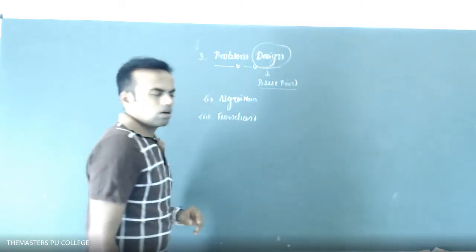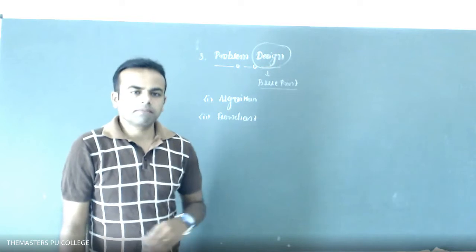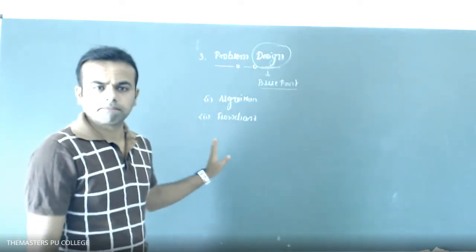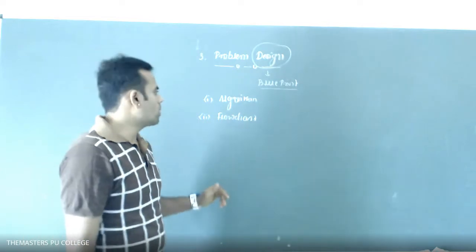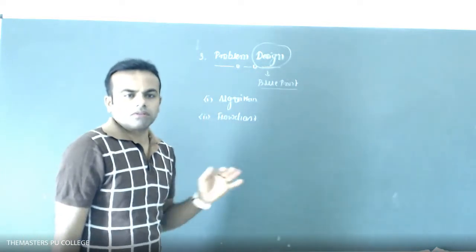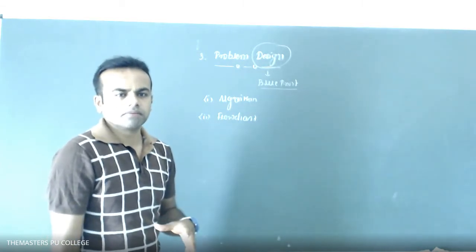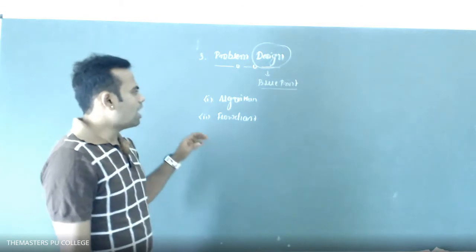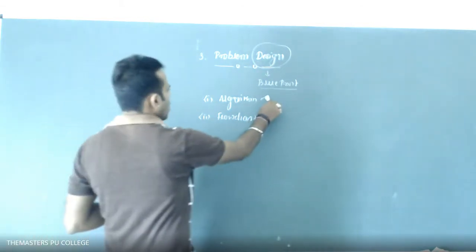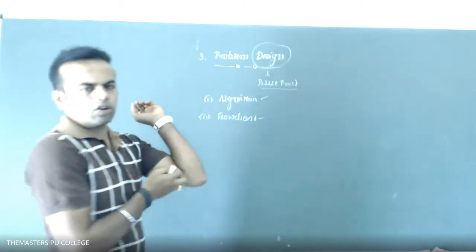So what do you mean by an algorithm? Is it visible? Board content, yeah. Okay, right. So problem design indicates that it's a blueprint of how we are going to solve a given problem or a given error. Having a blueprint, either you can design using algorithm or flowchart. So what do you mean by algorithm? What do you mean by flowchart?